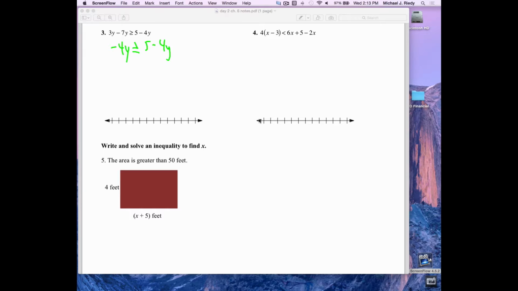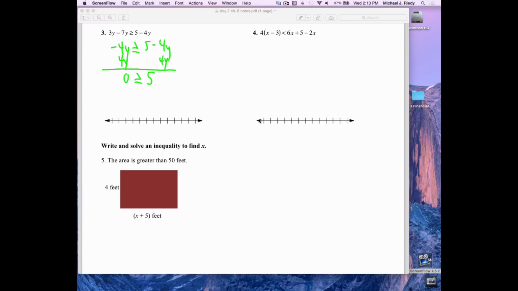Okay, you want to move the 4y over here, or move the one on the right to the left? Move this one over here. Yeah. So add 4y to both sides. Negative 4y plus 4y is 0. Uh-oh. The y's went away. Now what?